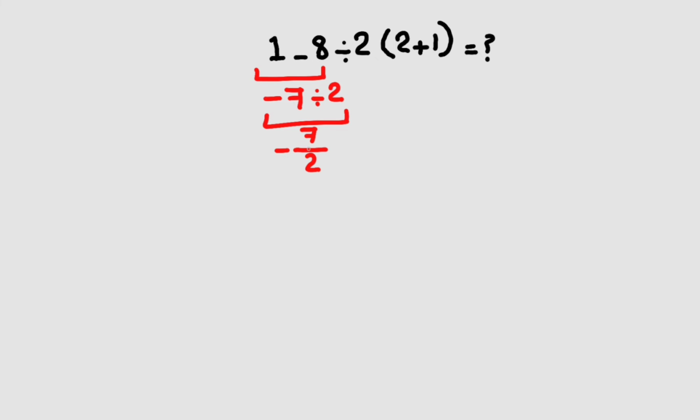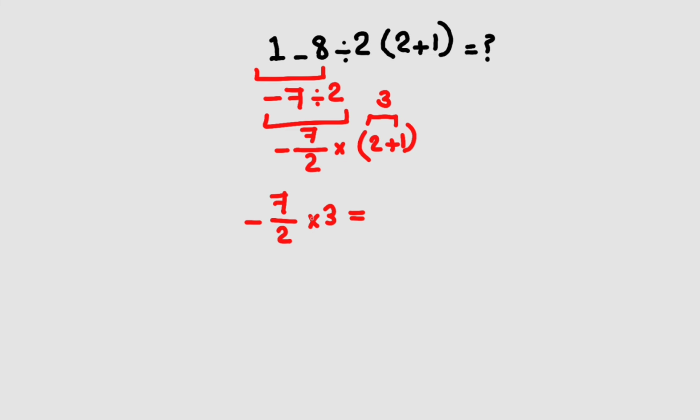Now negative 7 over 2 divided by... times (2 plus 1) in parentheses. This parenthesis is equal to 3. Now we have negative 7 over 2 times 3.